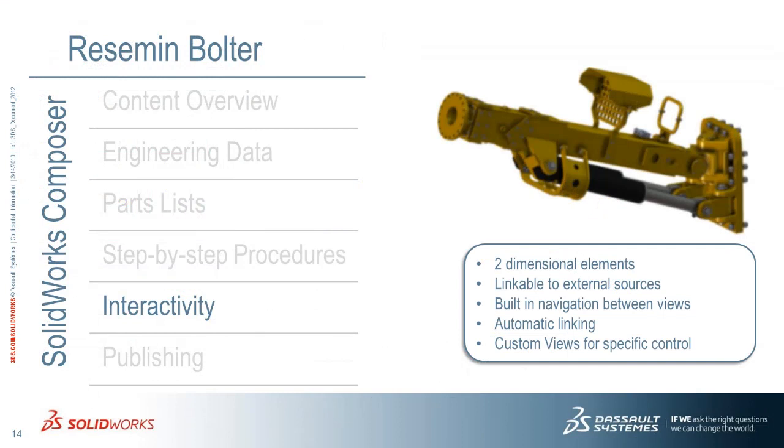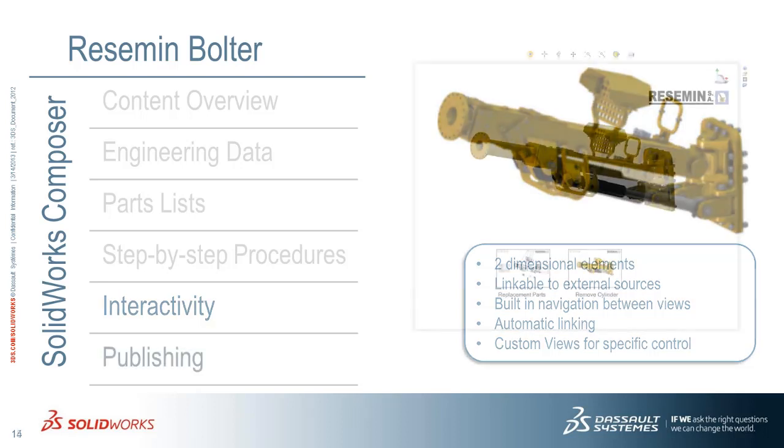Adding the interactivity was actually quite simple. All we did was add some two-dimensional elements and add links to external sources and some of them internal. Basically, we were building navigation between the individual views. A lot of this was done automatically, and we also showed how to integrate custom views to give specific control over entities. The last thing we want to look at is publishing this document so we get that full interactive experience.